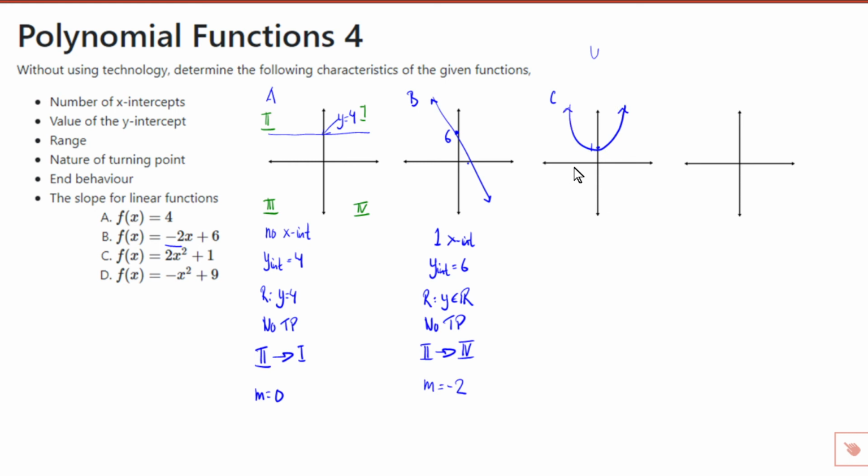So we can see that it doesn't cross the x-axis, so there are no x-intercepts. The y-intercept is 1. The range, what are the possible values along the y-axis? Well, the smallest y value is 1, and then it goes up to positive infinity. So we would say, using set notation, y such that y is greater or equal to 1, and as long as it is greater or equal to 1, y belongs to the real numbers. Nature of the turning point, it's a minimum.